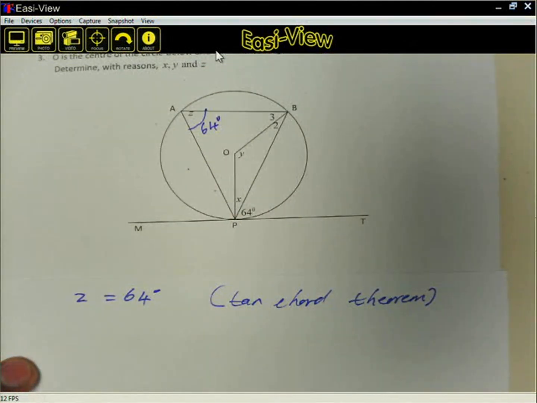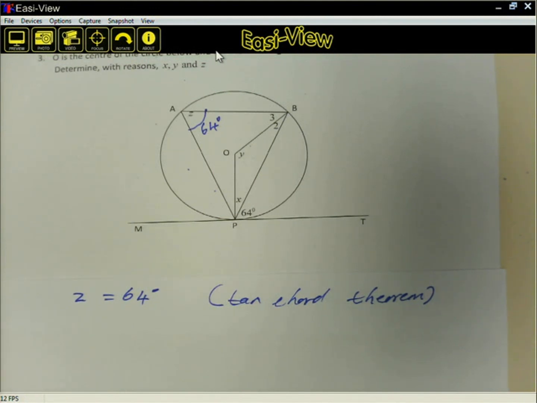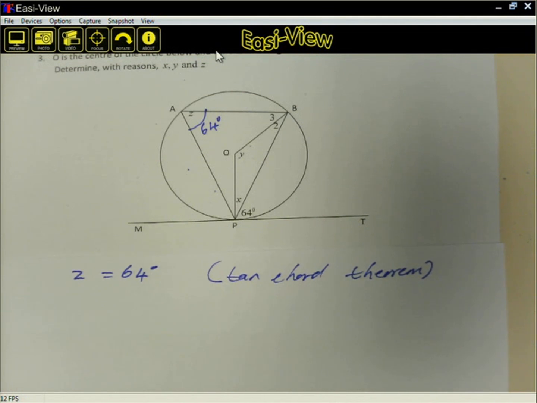Z is 64 degrees. It is always advisable to mark the angles that you have calculated. Indicate them on the diagram. Thank you. The next one. Z is covered. Let's check at Y.